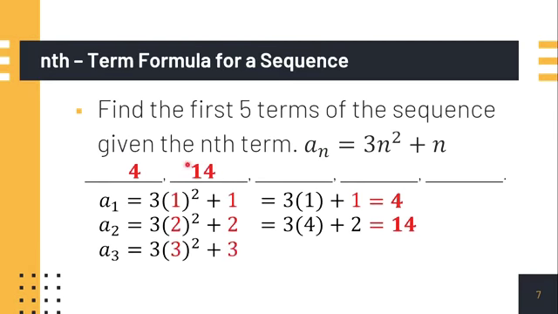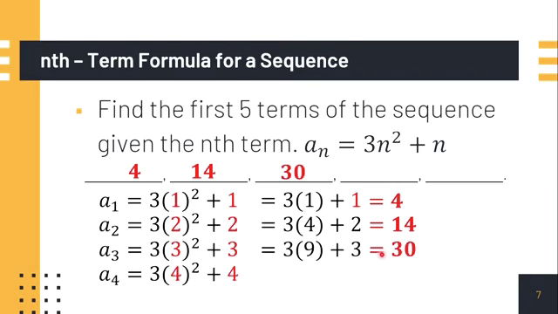Next, the third term. So, for the third term, we substitute 3 sa lahat ng values ng n natin. So, 3 squared plus 3, and 3 squared is 9. So, 9 times 3 is equal to 27 plus 3, and that is 30. So, ibig sabihin, 30 yung third term natin. And for the fourth term, we have 4 squared, that is 16, times 3. So, 16 times 3 plus 4, that is 52.